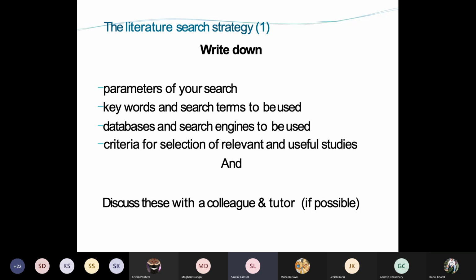First you need to collect. While collecting, you can use the search terms, keywords, and parameters. You can search different databases and search engines that might give you literature related to your topic. Then the criteria for selection of relevant and useful studies, and you need to discuss with your colleague and tutor about the literature that you have searched.